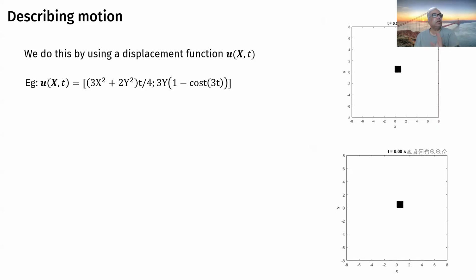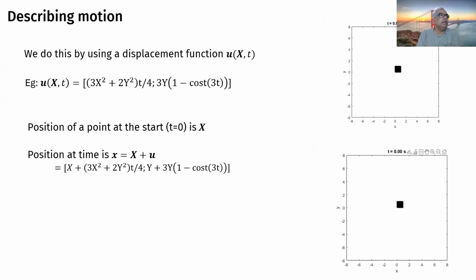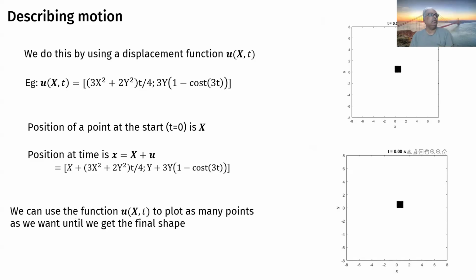Once you have picked it, you can now describe the motion. How do you do that? At time t equal to 0, we are at the starting point, capital X. After that, its current location is the reference location plus the displacement vector, which is x plus (3x² + 2y²) times t over 4, y plus 3y times (1 − cos 3t). That's how we specify the current location. We can plot it by picking a large number of points and see what shape we get out of this large number of points, which is what I'm going to do now.